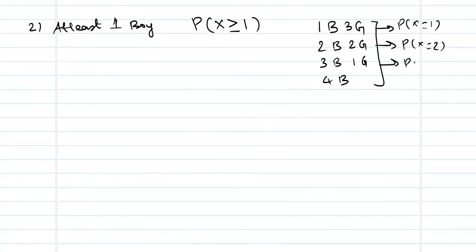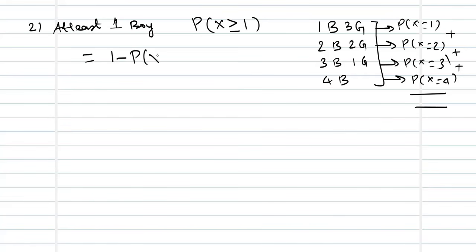Computing this is probability x equal to 3, and computing this is probability x equal to 4. You can compute them individually and then add the data so that you get the final answer. Or the other best way of doing it is go for the complement of it. So it is 1 minus probability of x strictly less than 1. What is the number strictly less than 1? That is nothing but probability of x equal to 0.